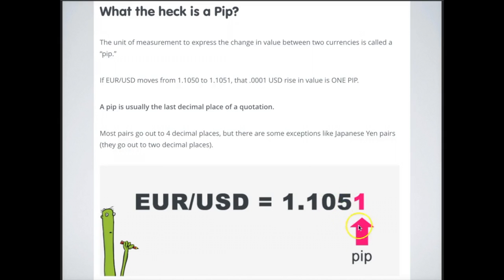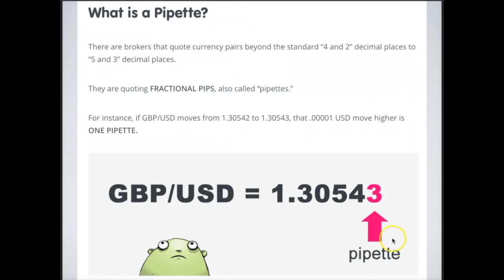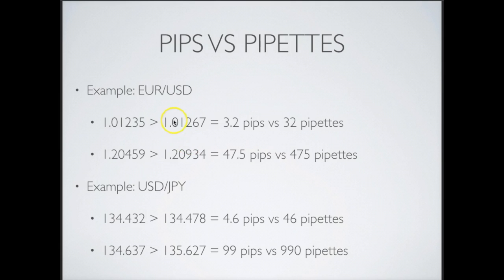This is the fourth number in this decimal series, the pip. The pipette is the last, or the fifth, number. I always like to say it's the last number. If you're using the brokers that we suggest, it's always the last number of the equation. This is very important because when these are moving, this is telling you if you're going to make money or lose money.